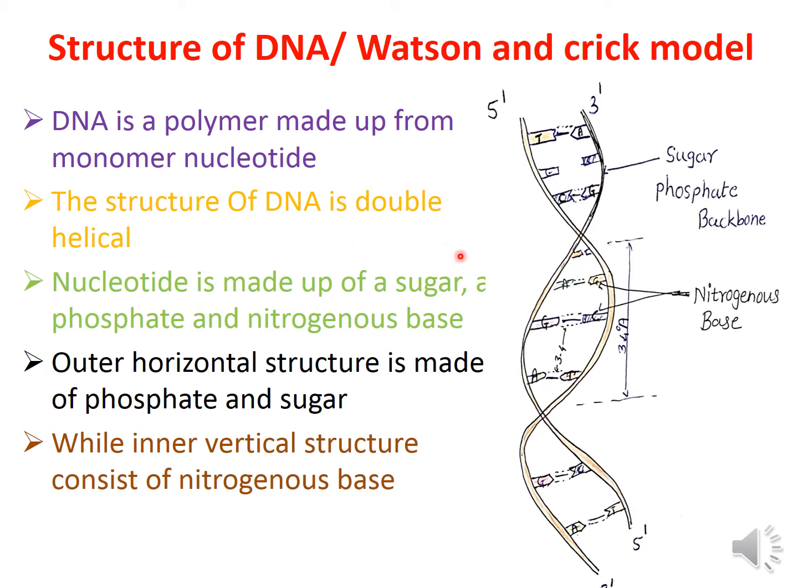DNA is made up from nucleotides, and nucleotides are mainly made up from three parts, that is sugar, phosphate and nitrogenous base. According to Watson and Crick, the outer layer, that is the outer vertical line, is made up from phosphate and sugar, while the inner part is made up from nitrogenous bases. So we will first discuss the outer surface, that is how the outer structure of DNA is made up.